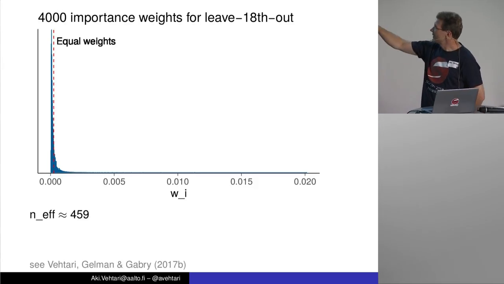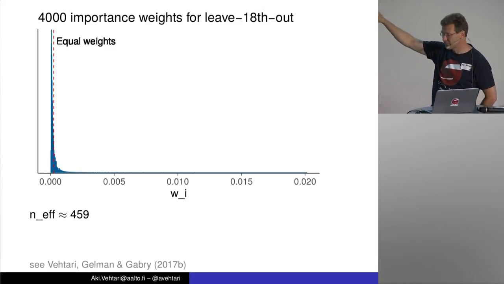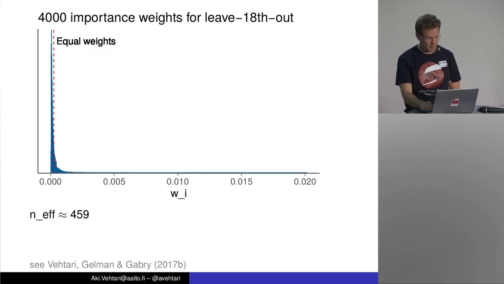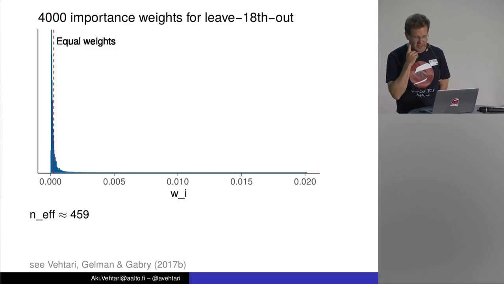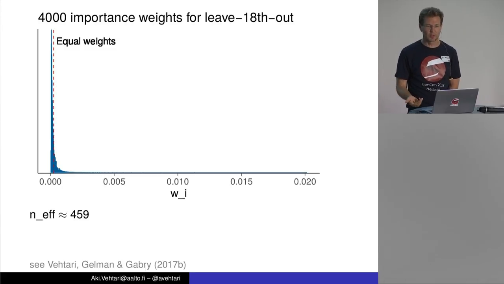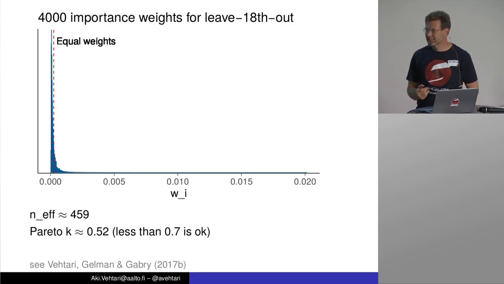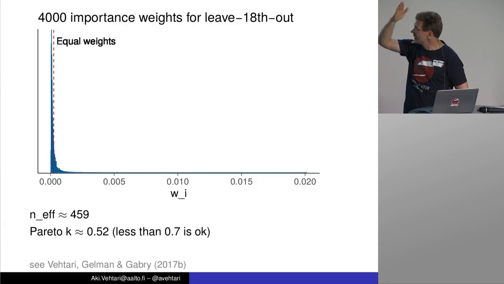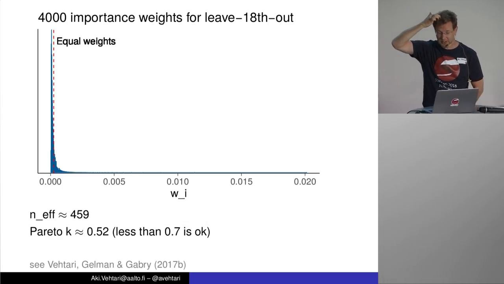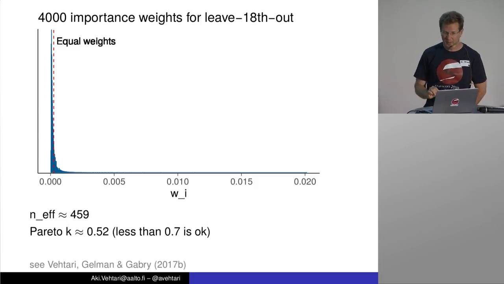And so we get a smaller value because many of the weights are really close to zero and some of them are much larger, and then we can compute from those weights these effective sample sizes. Another thing we have then in the blue output is this Pareto k. It's a measure for how thick that tail is or how long that tail is. In this case, it's 0.52, and less than 0.7 is okay, so fine.